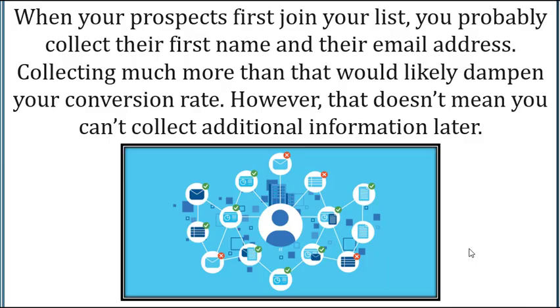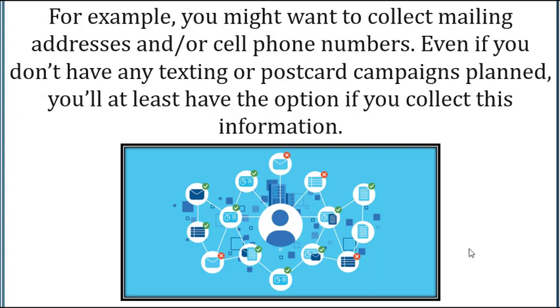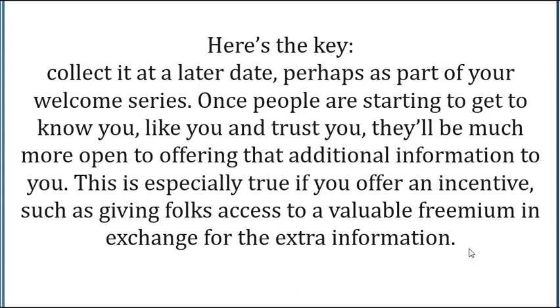Number 16, gather additional information. Now, when your prospects first join your list, you probably collect their first name and their email address. Collecting much more than that would likely dampen your conversion rate. However, that doesn't mean you can't collect additional information later. For example, you might want to collect mailing addresses and or cell phone numbers. Even if you don't have any texting or postcard campaigns planned, you will at least have the option if you collect this information.